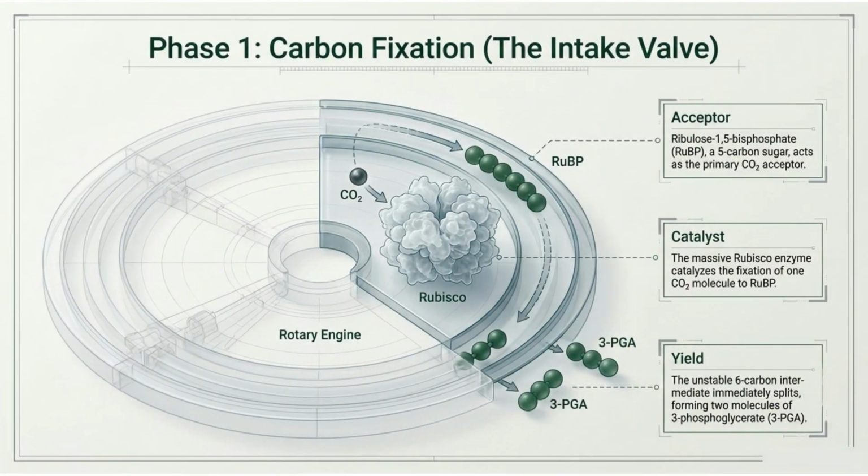A 5-carbon sugar called RuBP acts as the primary carbon dioxide acceptor. The massive, slow enzyme Rubisco catalyzes this critical step, fixing a single molecule of CO2 to RuBP. This highly unstable 6-carbon intermediate instantly splits, yielding 2 stable molecules of 3-PGA.